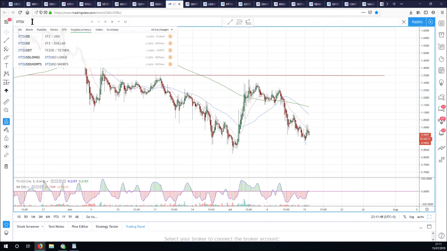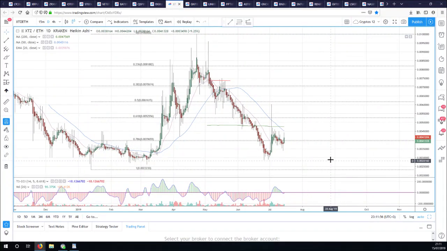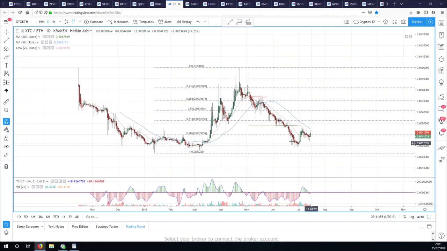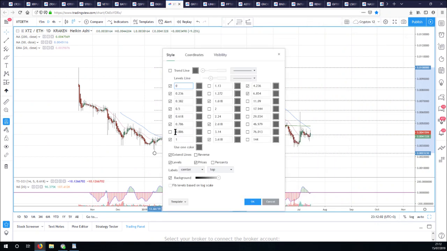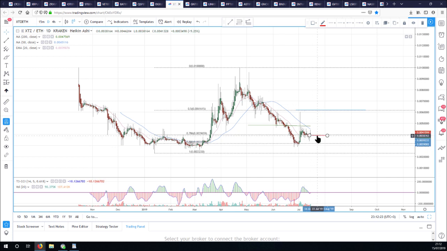Now XTZF. Yeah, that's a very nice look, isn't it? Now we've bounced from the 886 fib here. So from this low to this high, this was the 886 fib level. That means our target is here, the 50%. And we're only going to go there if we get above the 786, which we've done perfectly. We've rallied, got above, held it.